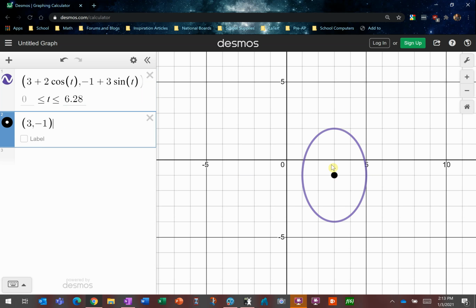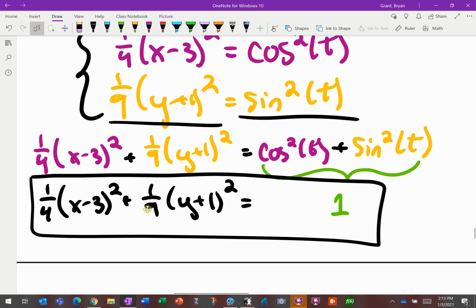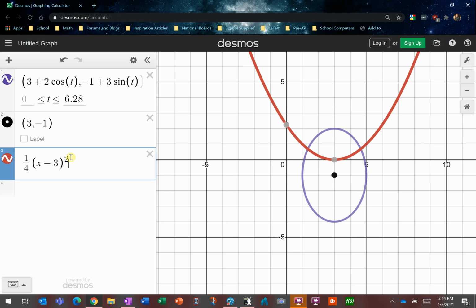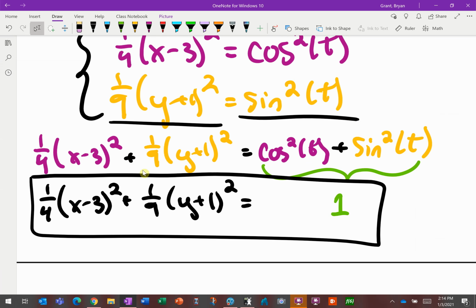That is awesome. You'll also notice the ellipse is a little bit taller than it is wide, and that shouldn't be a surprise. We have 1/9 instead of 1/4, so this 1/9 is going to stretch us further up than we are stretched side to side, or you could think compressing more, whatever sounds good to you. So looking at this really quickly, we had 1/4 (x minus 3) squared plus 1/9 (y plus 1) squared, all equal to 1. And look at that. We have created the same ellipse that we did parametrically up above.